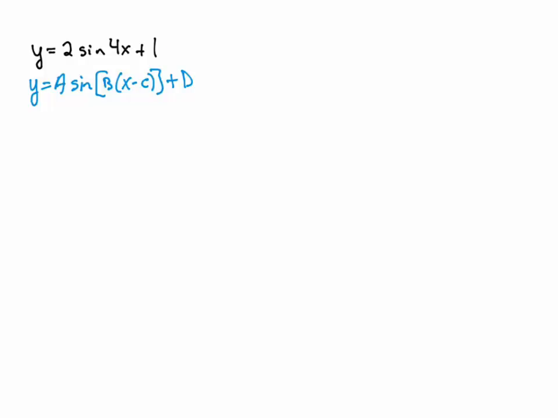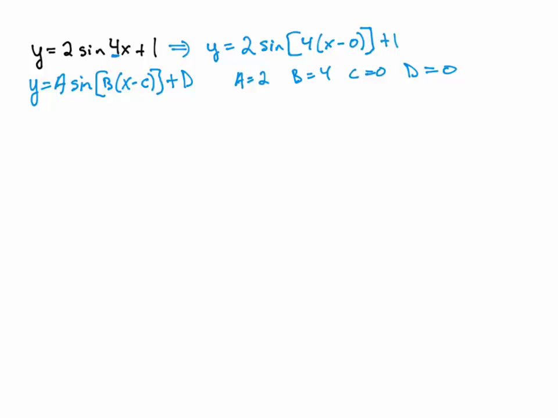So putting this into standard form, we're going to say that we have y equals 2 times sine. Now 4 here is the b value, so we're going to factor that out. There's no c value. I'm just going to put a 0 here, plus 1. Okay, so we have this in standard form. The reason we do this is so that we can easily identify what the a value is, b, c, and d.